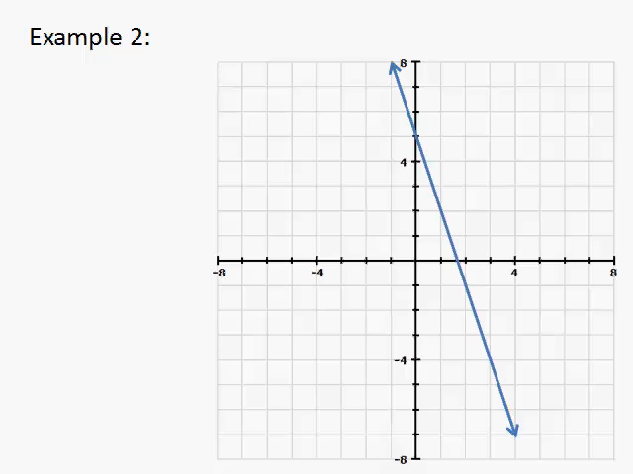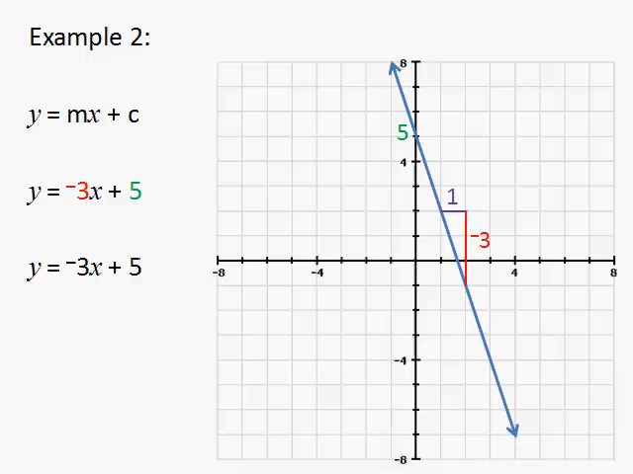Another example. y = mx + c, that's always our form, and we've taken a point and we've headed 1 across. This time the graph drops by 3, so the gradient is -3, and we can put -3 into the gradient portion of our graph. The graph crosses the y-axis at 5, so our c, our constant, is 5, and we get y = -3x + 5.